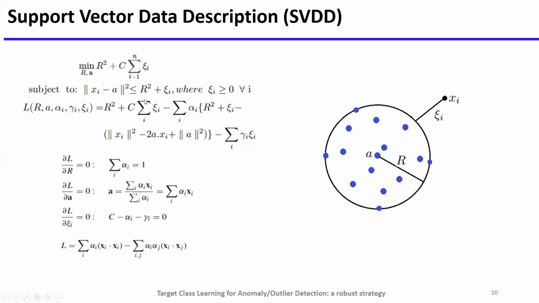So we see that R is the radius and A is the center. We should apply some penalty there, and definitely we should apply Lagrangian, and the objective function will be like this. We are not going to detail these derivations, but we should focus on this objective function: the radius will decide whether the incoming sample is an outlier or not.